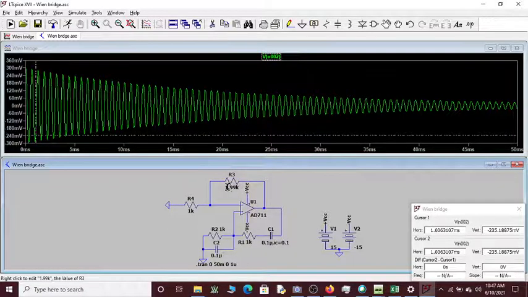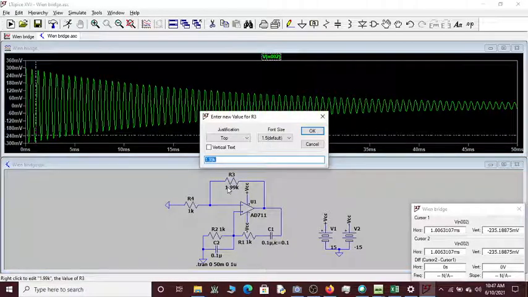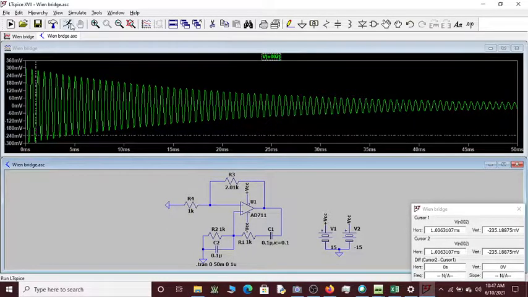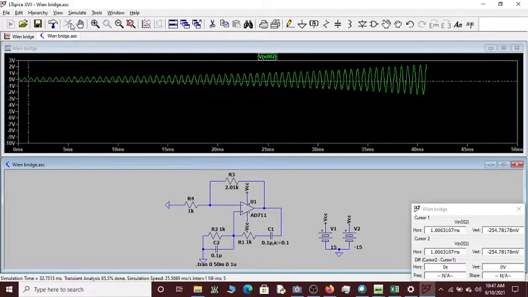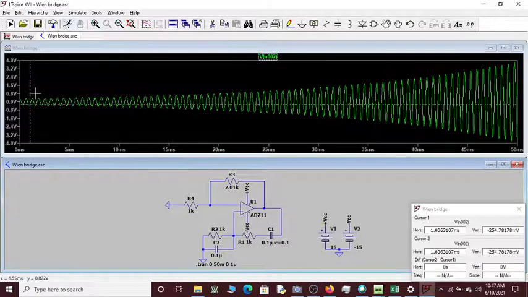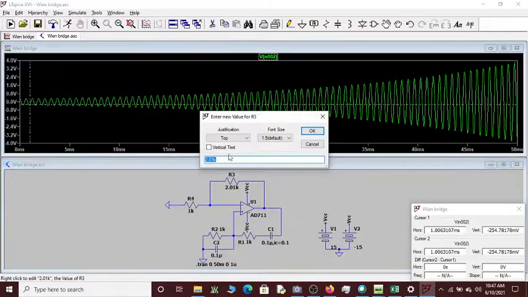Suppose I make the gain slightly greater than 3. When I say greater than 3, RF should definitely be more than 2K, say 2.01K. If I do this, you can see the amplitude keeps on increasing. So the system is unstable if the value of gain is more than 3. The system is underdamped if the gain is less than 3. The system is oscillatory if the gain is 3.